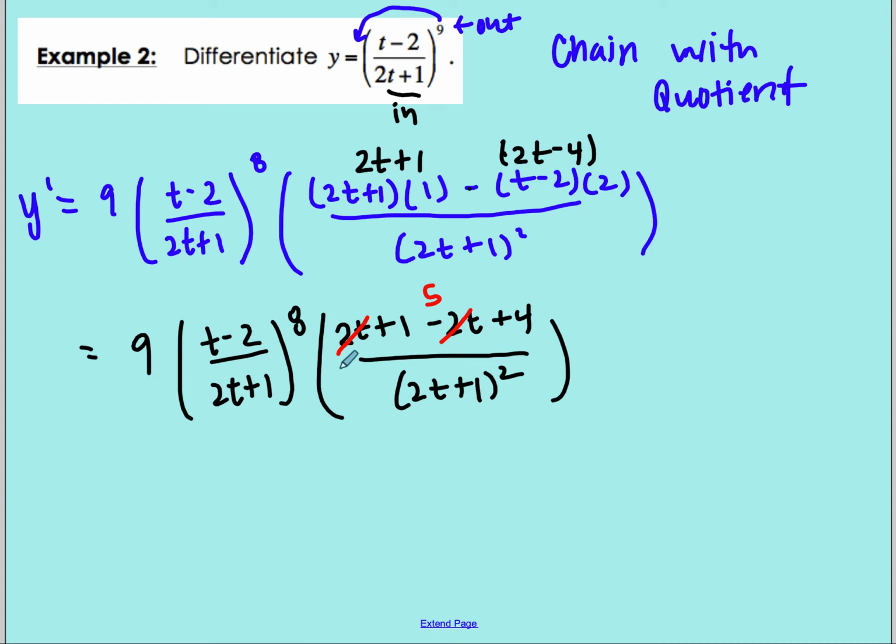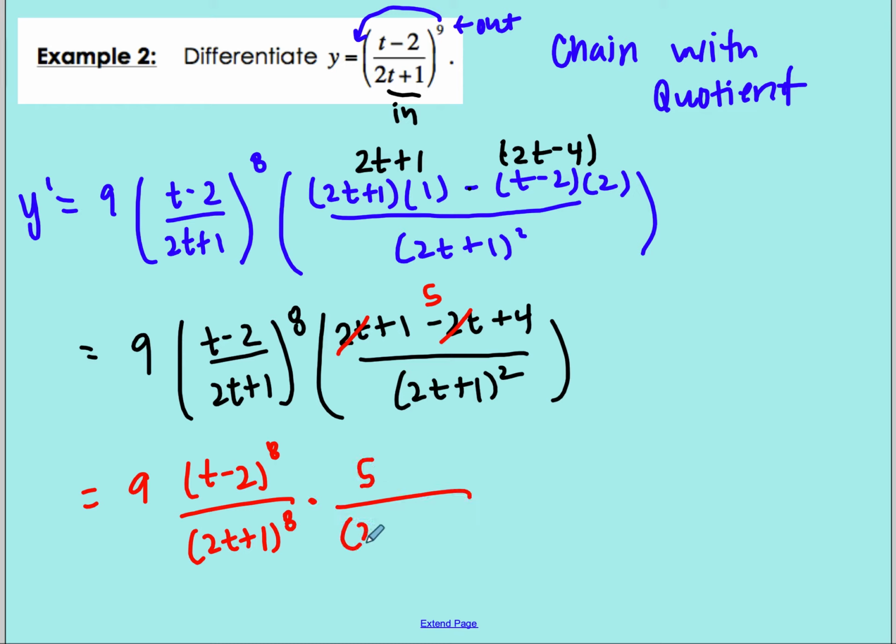Okay, and then from here I'm going to do a little bit more simplifying. This right here, if I am raising it to the 8th power, I really have 9, and then I have (t minus 2) to the 8th, all over (2t plus 1) to the 8th, times 5 over (2t plus 1) to the 2nd. Now, can I simplify that at all?